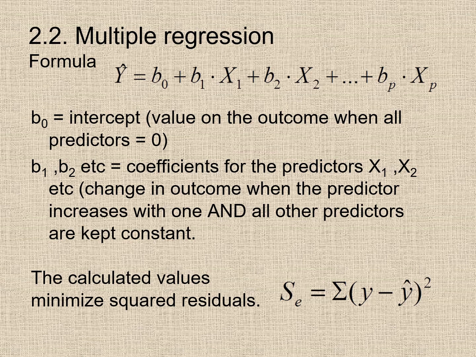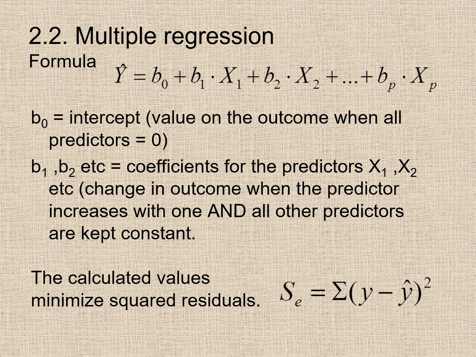And the regression coefficients, what do they stand for? So here, for instance, we have a regression coefficient for predictor 1. What does it stand for? It stands for how much the value on the dependent variable changes if that predictor increases by 1 and all other predictors are kept constant.